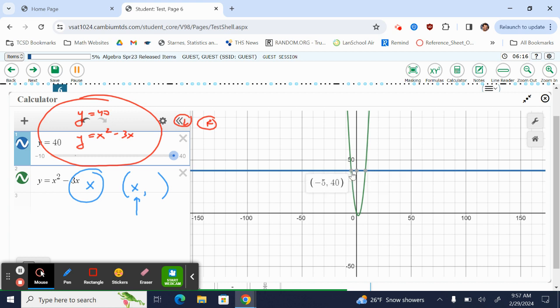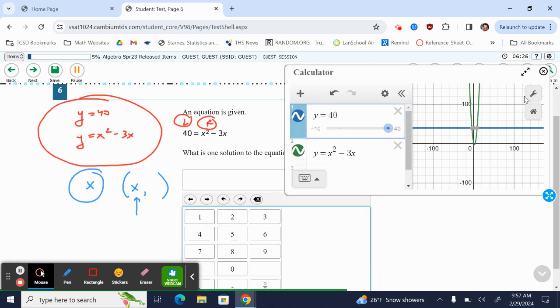If you click on one of them, okay. So I have 2 points, negative 5, 40 and 8, 40. So either of those x values, negative 5 or 8, will work. So I will type in negative 5. You could also put in 8.